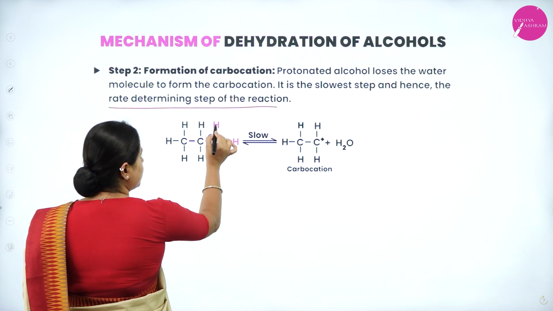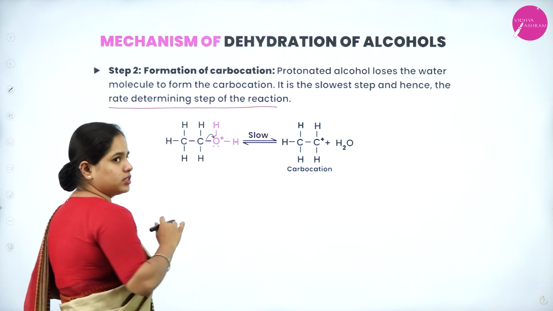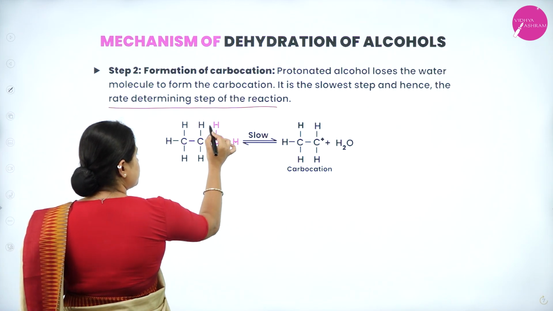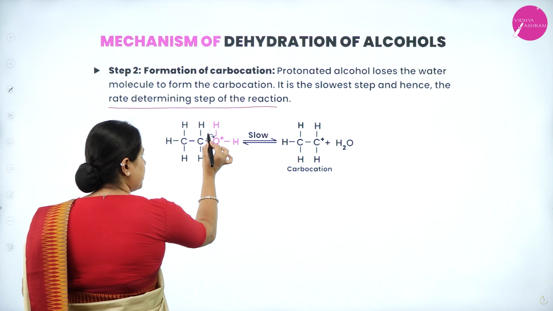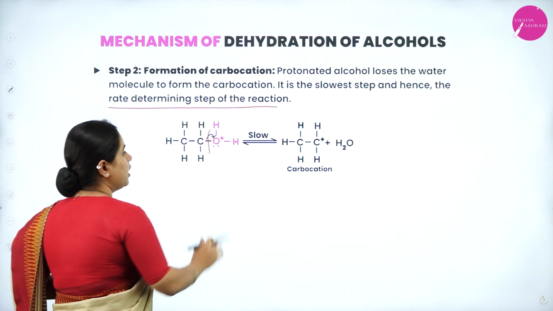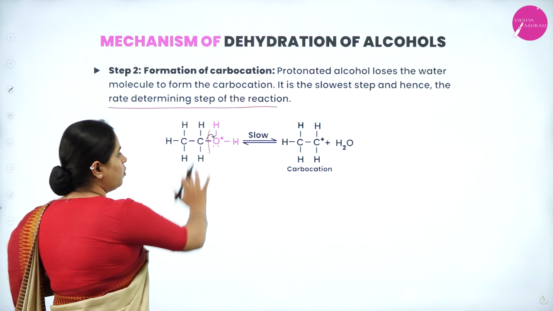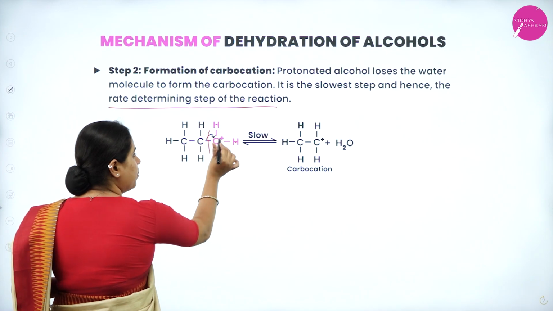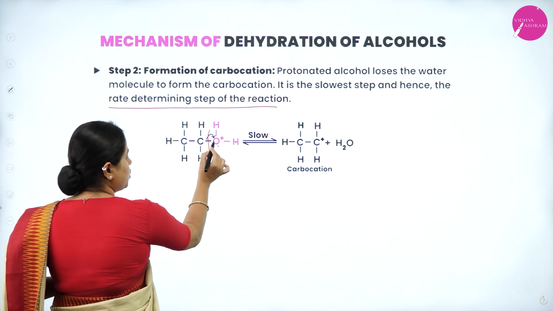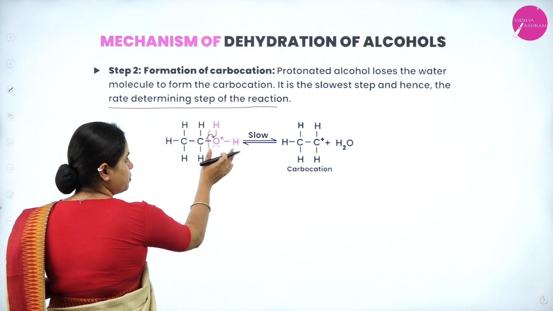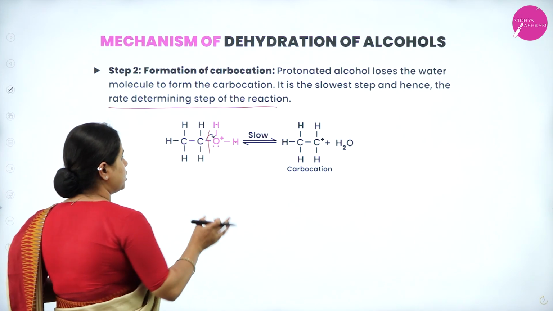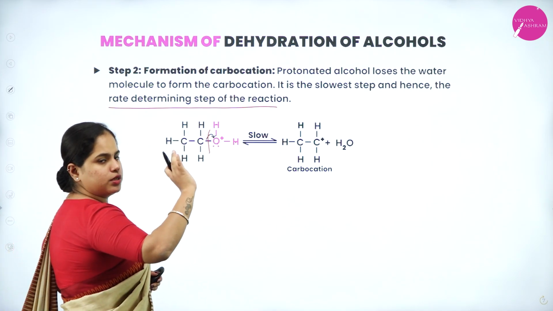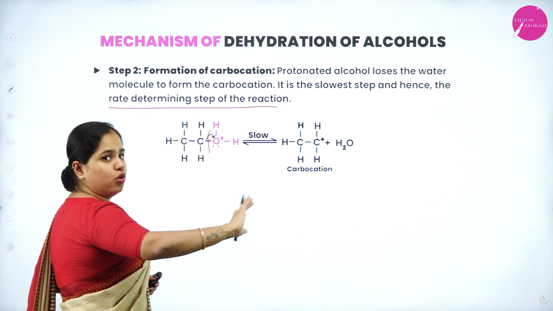Now what happens? As you can see, HOH. Now what is this? It is water, right? So this much will be broken, that is this carbon-oxygen bond will be broken and water will be removed. Now when this water is removed, what will happen to this positive charge? As you can see here, this electron is being shared between the carbon and oxygen. Oxygen is taking up the electrons and moving so that it is removed as water.